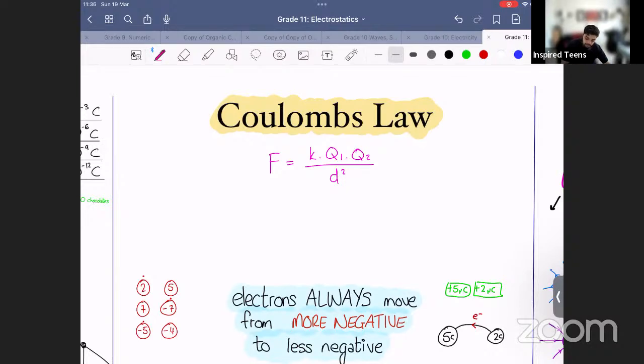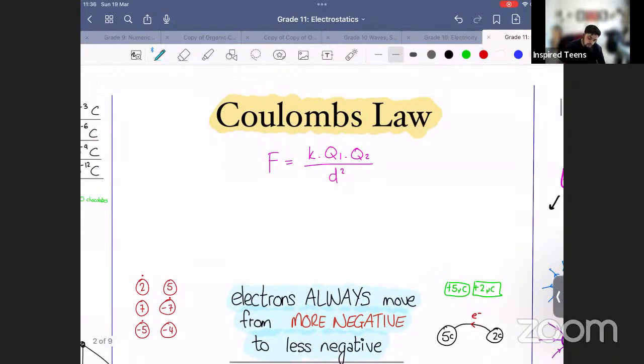So what do we do first? In Coulomb's law, what you do is you always work with two charges. So you have one charge, you have another charge. Just say one is positive and one is negative. They attract each other. One is positive, one is negative, they attract each other.